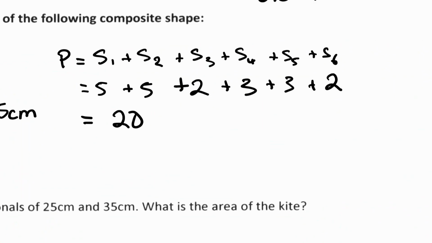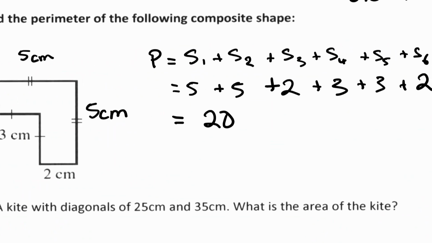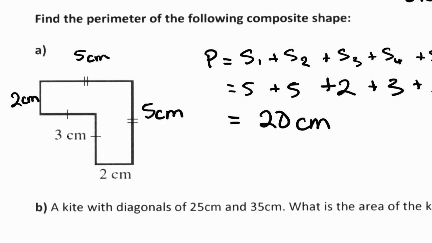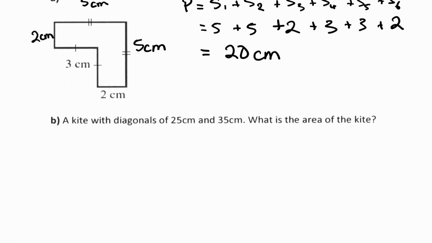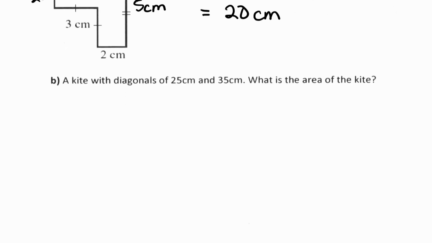And because it's just a length, the units are just centimeters. They're not centimeters squared or anything like that. All right. A kite with diagonals of 25 centimeters and 35 centimeters. What area is the kite?